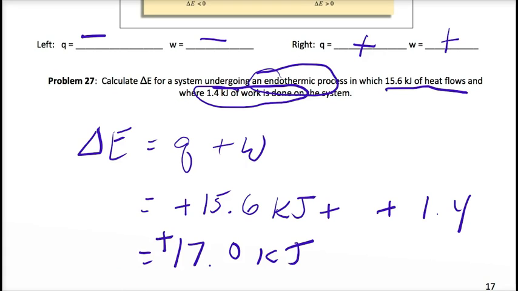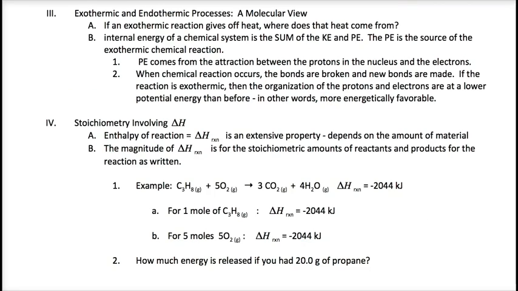This is where we're starting new material. The next section is exothermic and endothermic processes from a molecular view. Hopefully you've already figured some of this out. If an exothermic reaction gives off heat, where does that heat come from? Well, hopefully we already talked about it's the internal energy of the chemical system, some of the kinetic and potential energy. We talked about how potential energy is a source of exothermic chemical reactions.